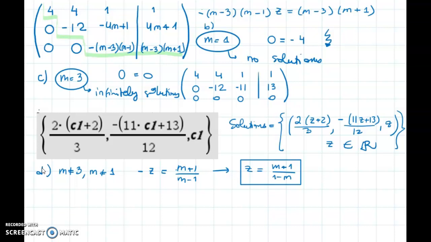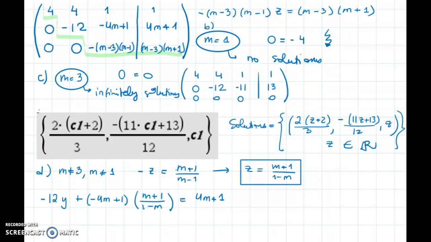We need to use that unique value of z and the second row of our row reduced form to find the value of y. We have, according to our row echelon form, that negative 12y plus minus 4m plus 1 times z. We have here z equal to m plus 1 over 1 minus m. All of this has to be equal to 4m plus 1. I need to isolate y here to find what the value of y is. Not looking pretty, but we can do it.